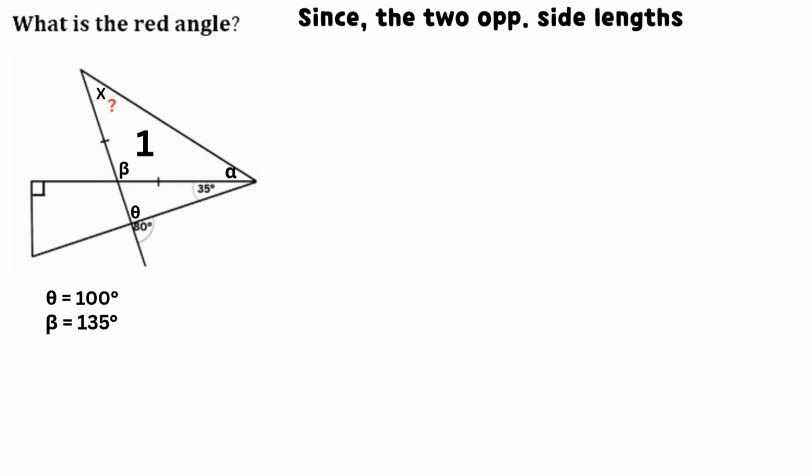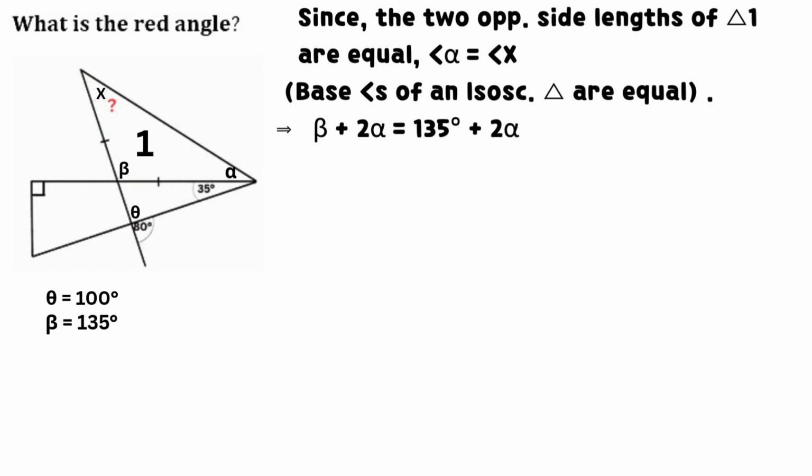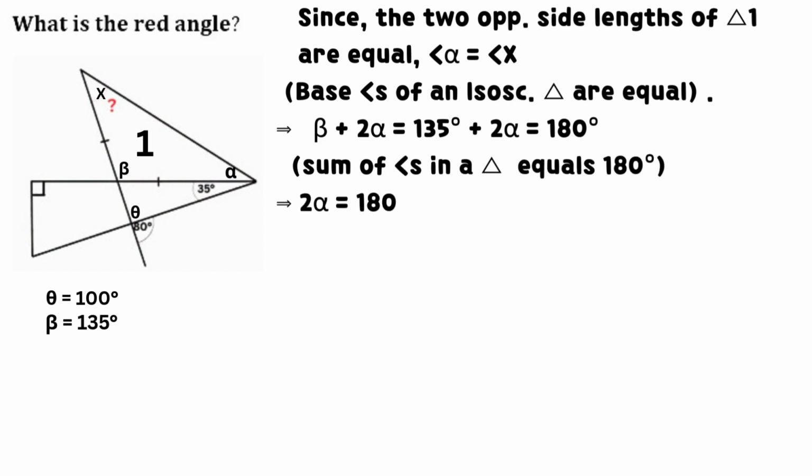Since the two opposite side lengths of the triangle are equal, angle alpha equals angle x. It is because base angles of an isosceles triangle are equal. It follows that beta plus 2 times alpha equals 135 degrees plus 2 times alpha, which equals 180 degrees. This is because the sum of angles in a triangle equals 180 degrees.